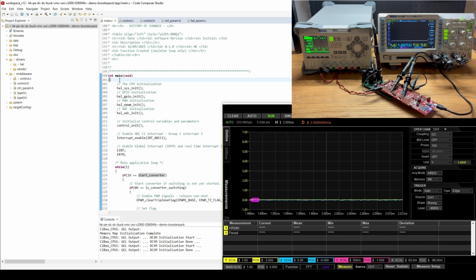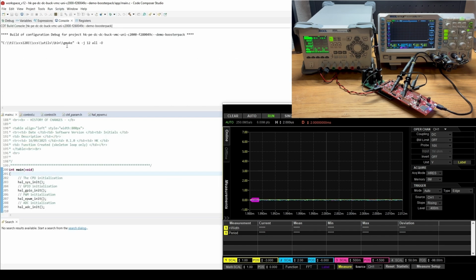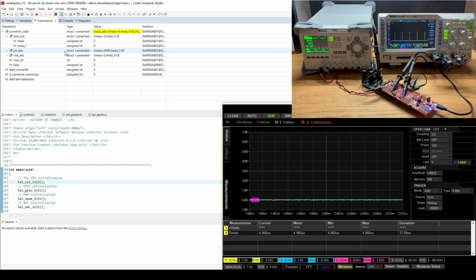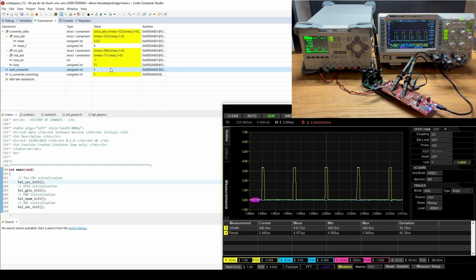I will first start a debug session which programs the microcontroller and connects the debugger to the target. Now we just click Run here. Once the debugger is connected, I simply enable the converter by setting the start converter variable to 1. As you can see, the converter is now regulating the output voltage.